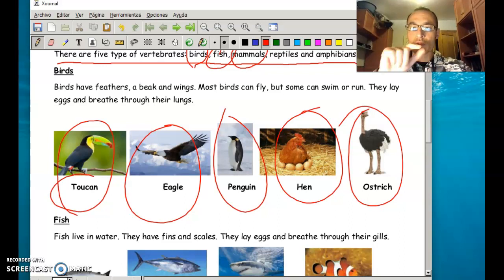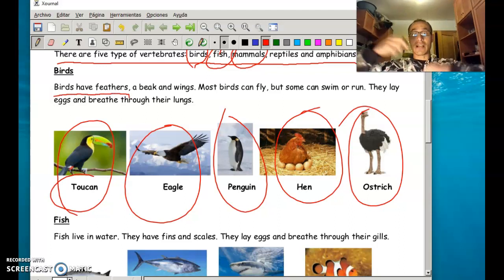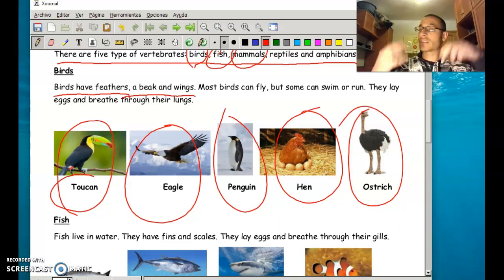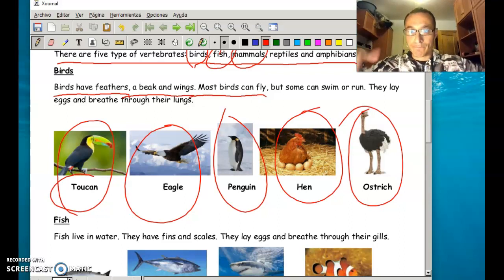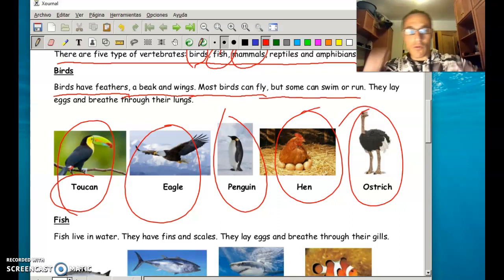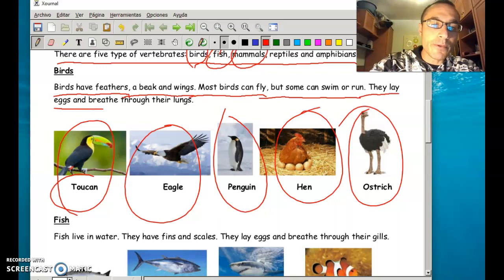What do we know about birds? What do they have in common? Look, let's continue reading here. Birds have feathers. They have feathers, a beak, and wings. They've got feathers, they've got a beak, and they've got wings. Most birds can fly, but some can swim or run. They lay eggs and breathe through their lungs.